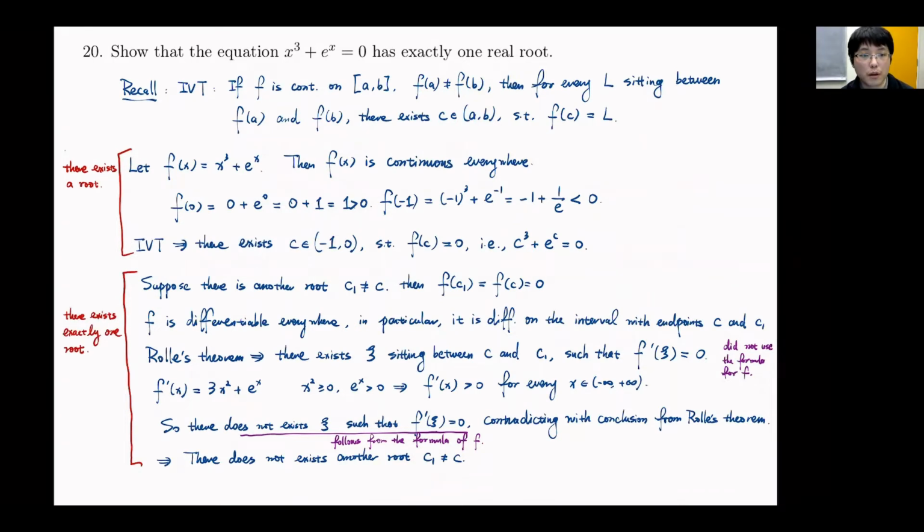Okay, so this concludes the arguments for number 20. Let's briefly recap what we have done. First, we used the intermediate value theorem in the first step, and then we argued that there exists one root. Then we used the mean value theorem, or Rolle's theorem, to argue that there exists exactly one root. That's the procedure of arguing such problems, and this procedure will basically be used for all such problems asking for exactly one real root. Okay, let's look at another such example.